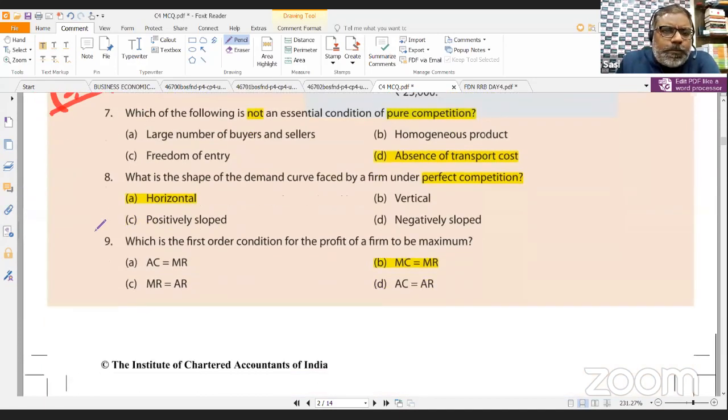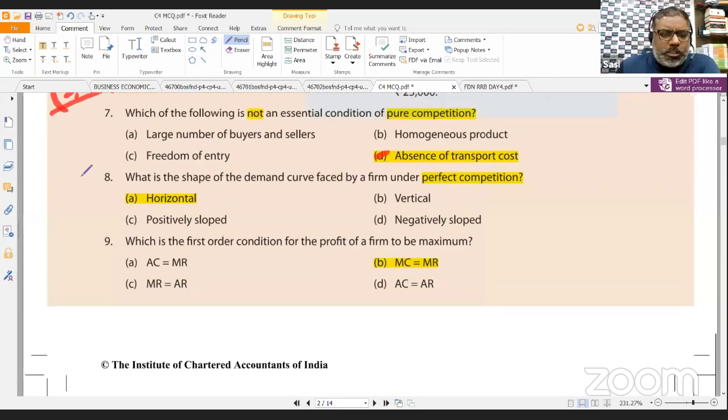Then question number 7. Which of the following is not an essential condition of pure competition? Absence of transport cost, nobody said. In pure competition or perfect competition, there will be large number of buyers and sellers. There will be homogeneous products. There will be freedom of entry. But nobody said transport cost will not be there. That is illogical. So it is not a condition of pure competition.